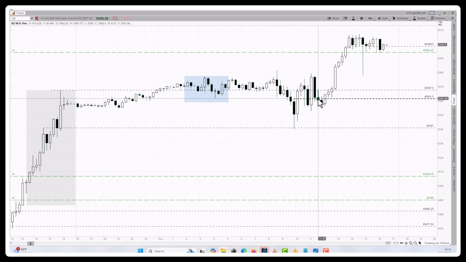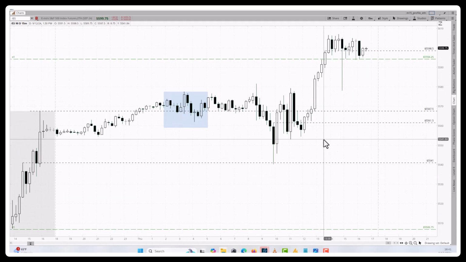We did miss this setup right here. You see that? What's that called? Break, and then retest, or test from below, and then reverse. So that's a tight one right there. We missed that setup because we had something to do. We didn't pay attention.